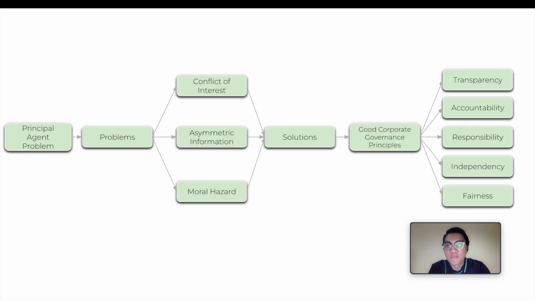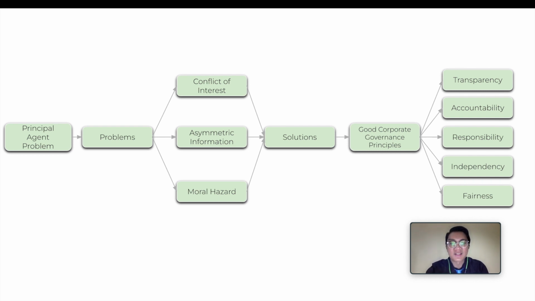Next, we have principal-agent problems, and we are going to be concerning about the problems and solutions. The principal-agent problem is about a conflict in priorities between a person or group and the representative authorized to act on their behalf. First, we are going to talk about 3 main problems, which are the conflict of interest, asymmetric information, and moral hazard. Then, what will be the solutions for those 3 main problems of the principal-agent problem?